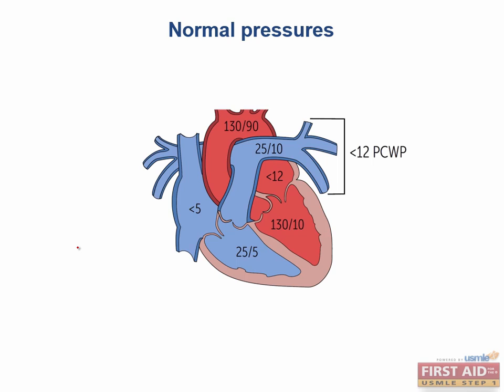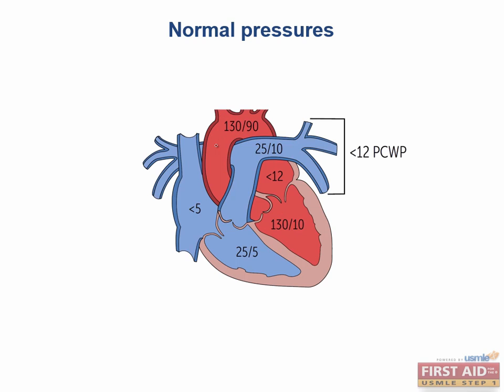This concept allows us to understand why the systolic pressure reading of the left ventricle is the same as the aorta. When the left ventricle is pumping, the aortic valve is open, and the pressure is the same in the two. Now, one important thing here is the diastolic pressure.